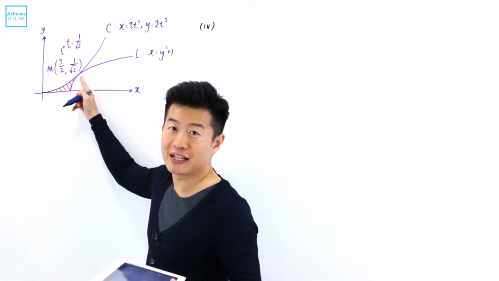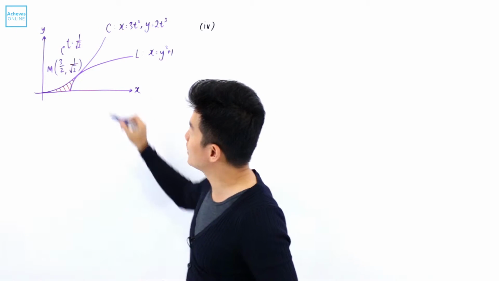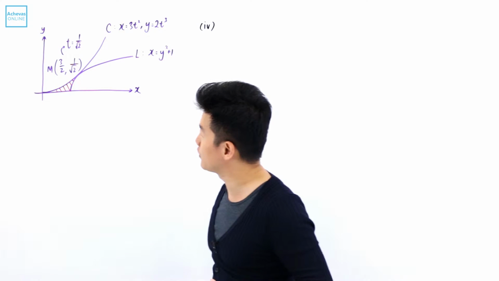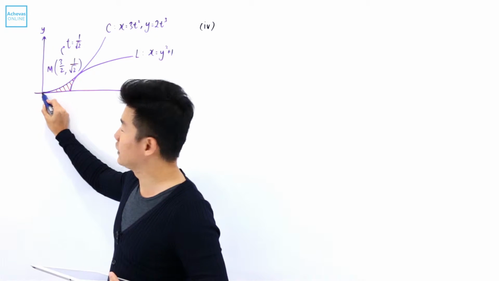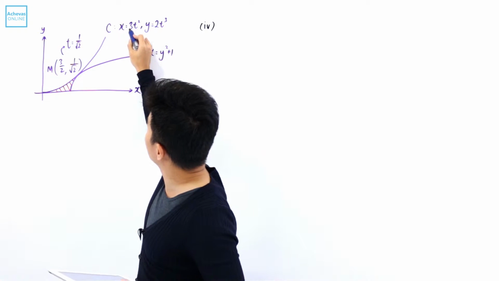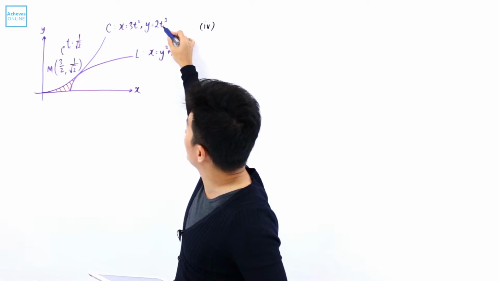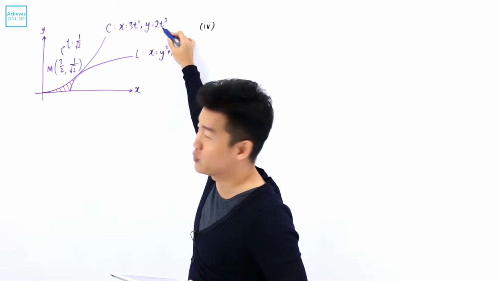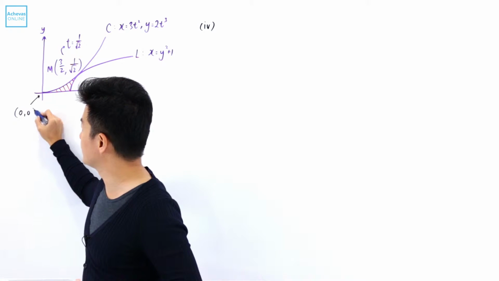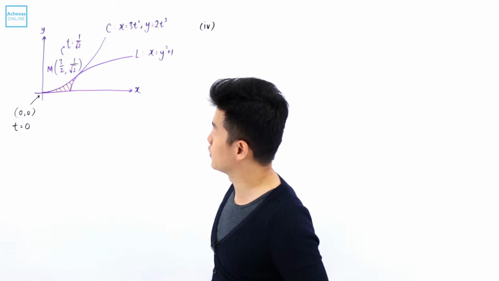This point we have already derived from the previous part, where it is 3 over 2, 1 over square root 2, and that is when t, the parameter on this curve C, is 1 over square root of 2. This point, this is the point when x and y are 0. And when x is equal to 0, you can see that t is equal to 0. And of course, when y is equal to 0, t is also equal to 0. That is why at this point, it is at 0, 0. And that is when t is also equal to 0.